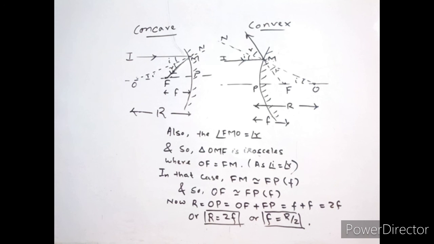Now the radius of curvature, as you can see from the figure, R is equal to OP, which is equal to OF plus FP, which is equal to f plus f, which is equal to 2f. So R is equal to 2f, or the focal length f is equal to R by 2. So that is the relation between the focal length, small f, and the radius of curvature R.